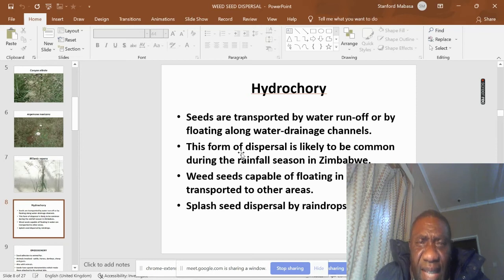Let us look at hydrochory. Seeds are transported by water runoff or by floating along water drainage channels. This form of dispersal is likely to be common during rainfall season in Zimbabwe. Weed seeds capable of floating in water are transported to other areas. Raindrop action can also disperse some weed seeds.